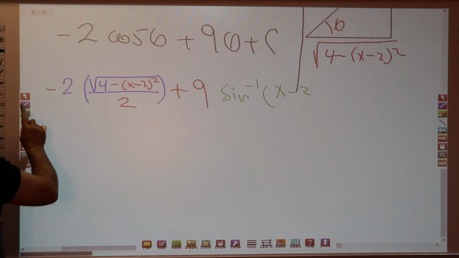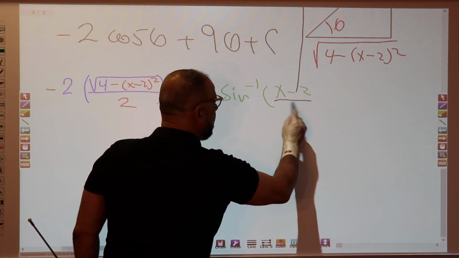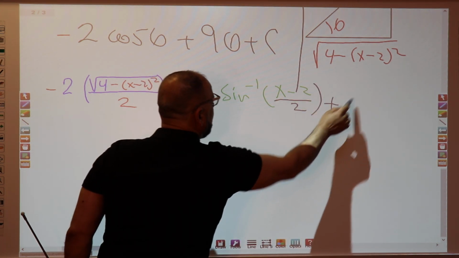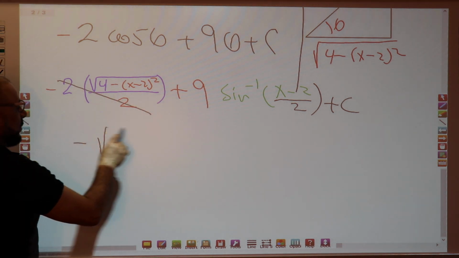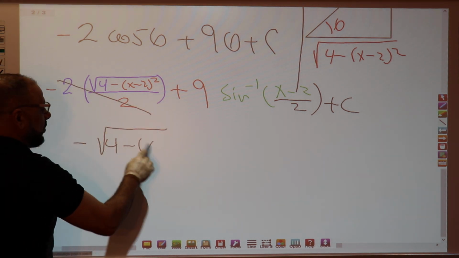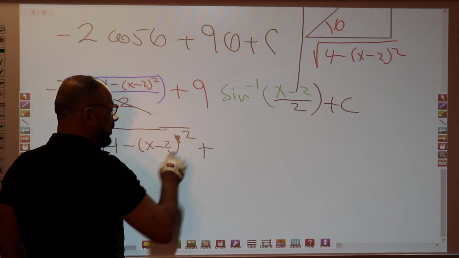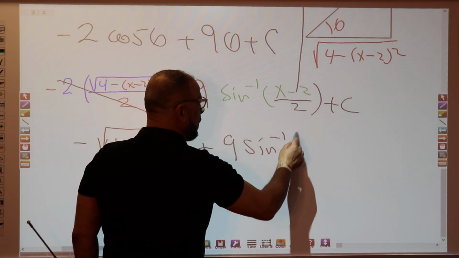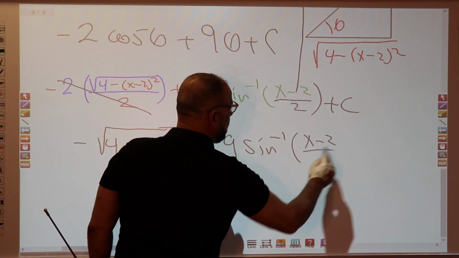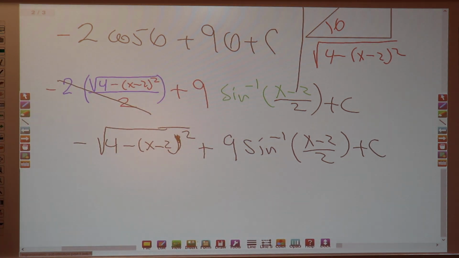Over 2, plus C. The 2 cancels with the 2, which is negative 4 minus x minus 2 squared, plus 9 sine inverse of x minus 2 over 2, plus C. Okay.